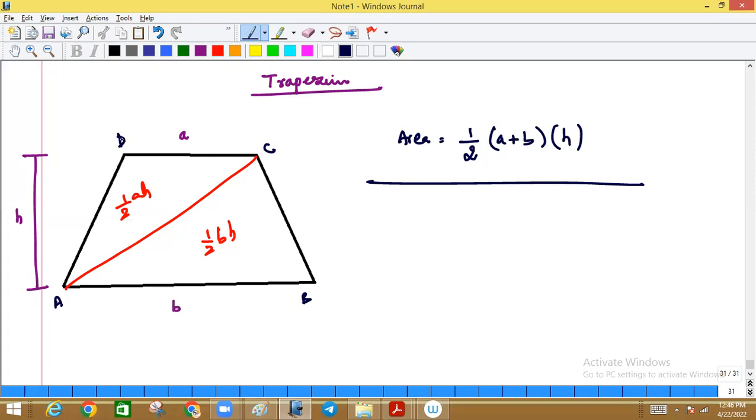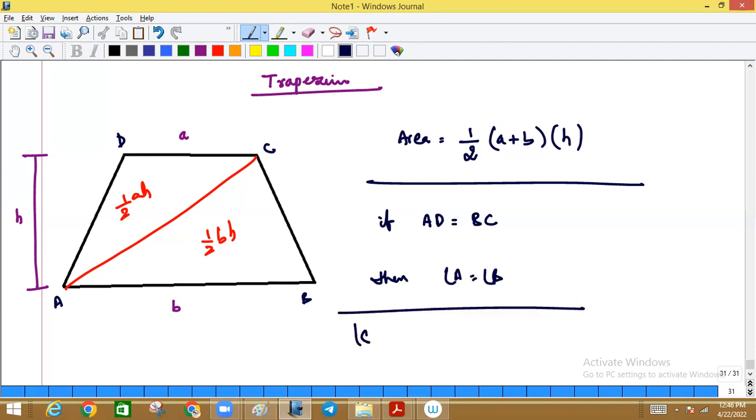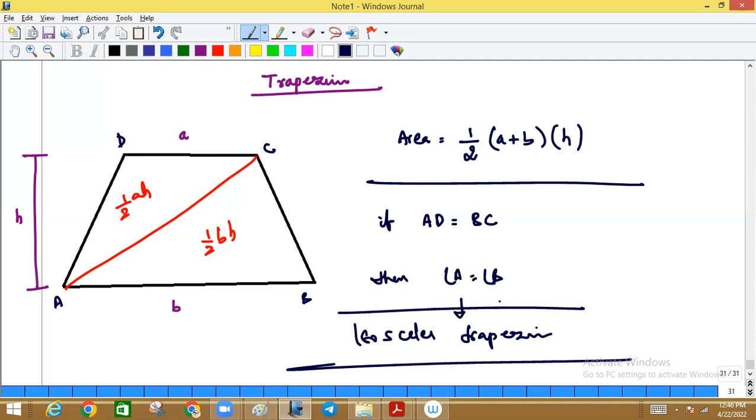Perimeter, everyone knows, is the sum of all the sides. There is no specific formula here. Suppose AD is equal to BC. That means the non-parallel sides are equal. If the non-parallel sides are equal, then angle A is also equal to angle B, and it is called an isosceles trapezium.